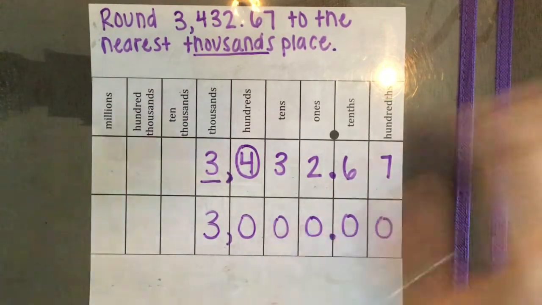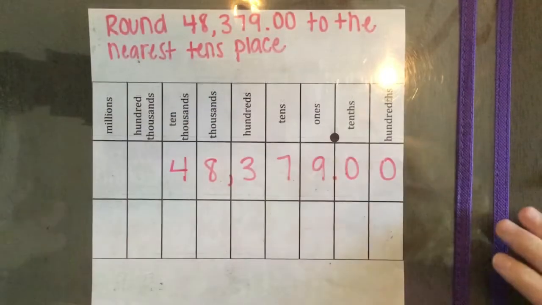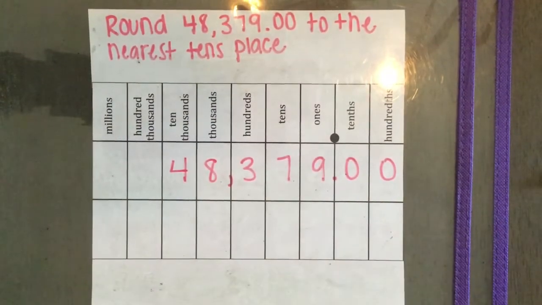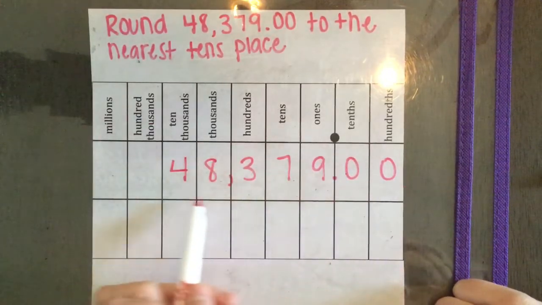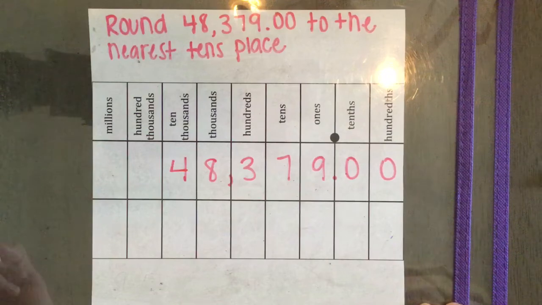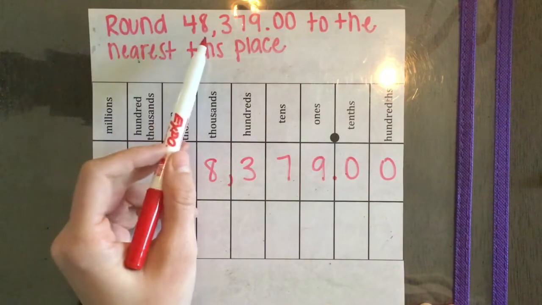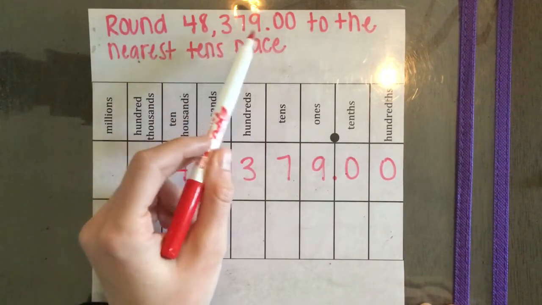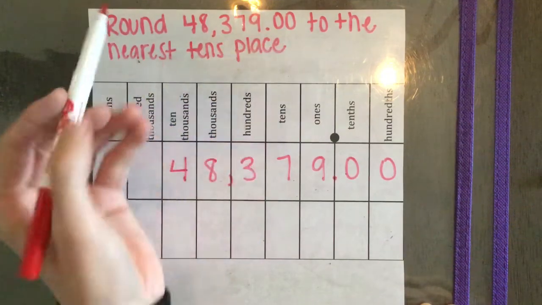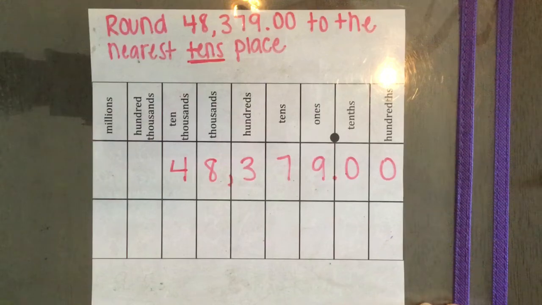Okay, let's go ahead and do another example. We're going to work through another example. I have already taken this new number and written it in the place value chart. We first need to remember that we always want to look back at our question. Our question here is telling us to round 48,379 to the nearest tens place. Okay, the nearest tens place.